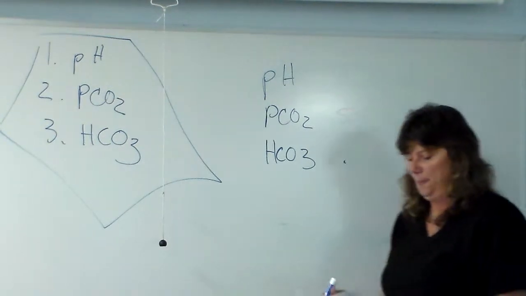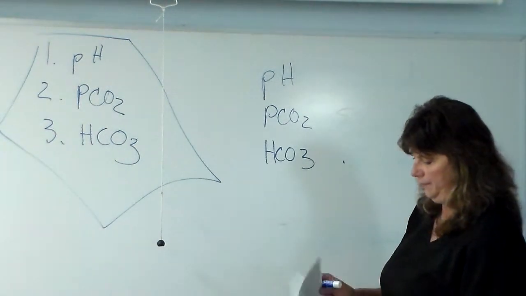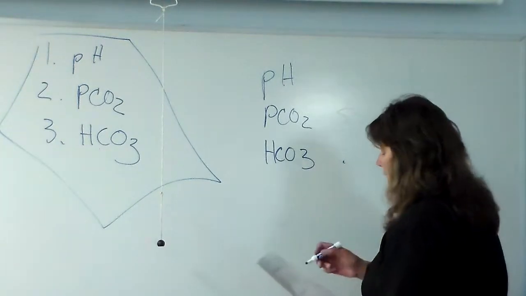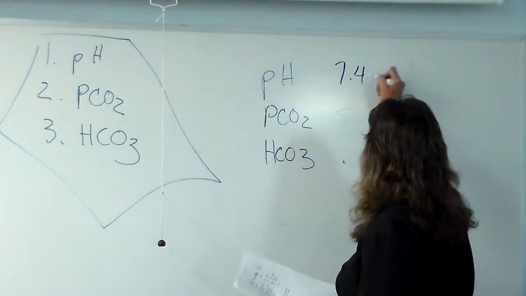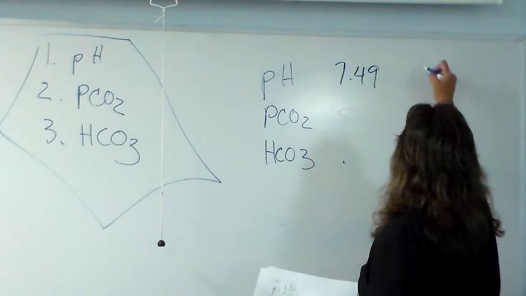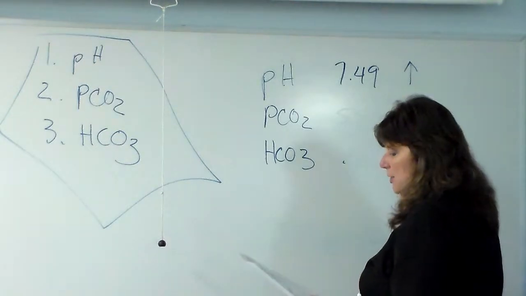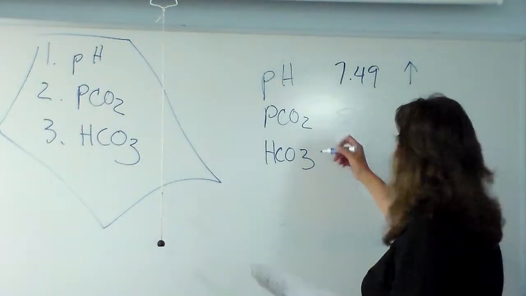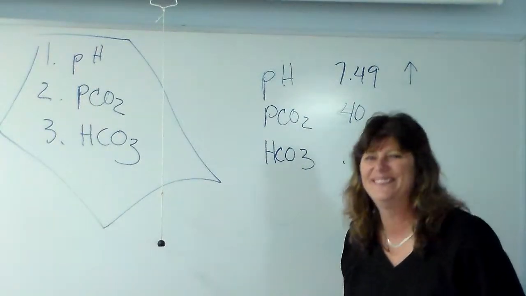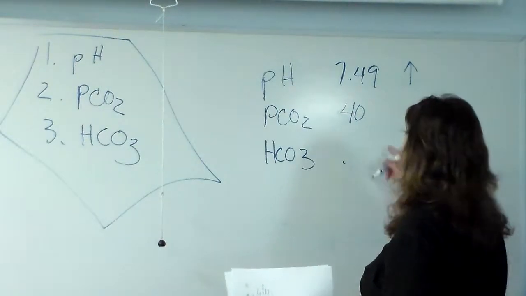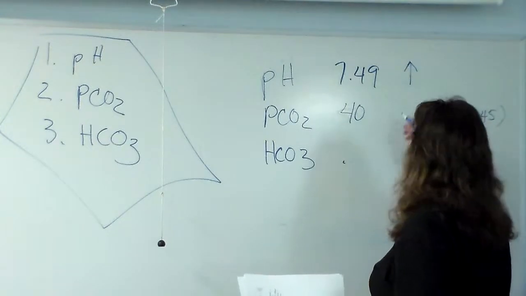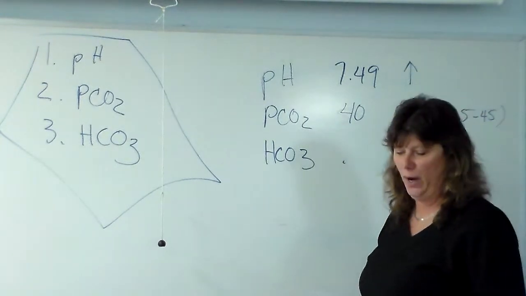Let's do another one. Let's take another example. Okay, I have a pH of 7.49. This is high or low? Daphne? Hi. High. Okay. So then I have a PCO2 of 40. High, low, or normal? Normal was 35 to 45. So this is normal, correct?